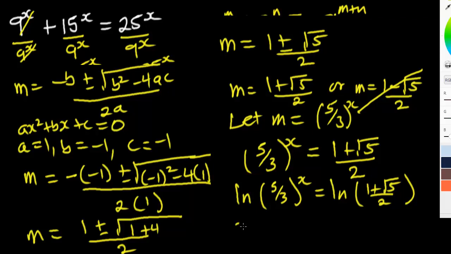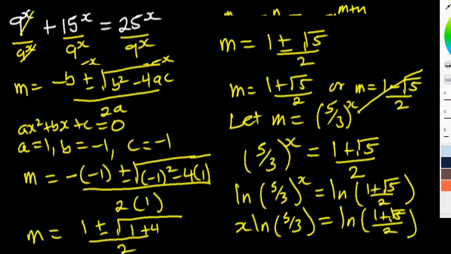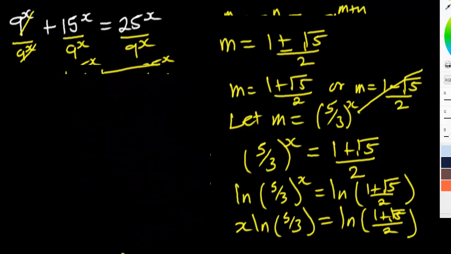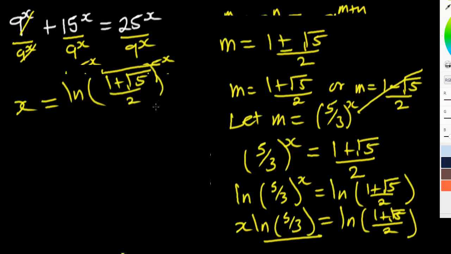And then from here, I'm going to have x multiplying the natural log of 5 on 3 to be equal to the natural log of 1 plus the square root of 5 all over 2. Okay, so we want to find x, so we divide both sides by this term. So x will be equal to the natural log of 1 plus the square root of 5 all over 2, all over the natural log of 5 on 3. So this will be the answer for x.